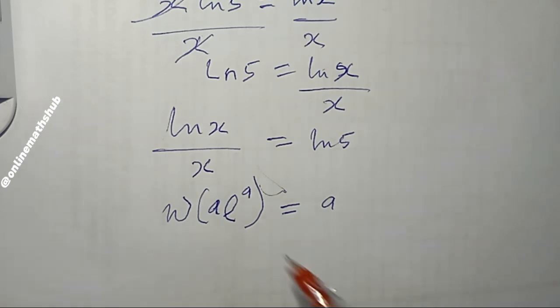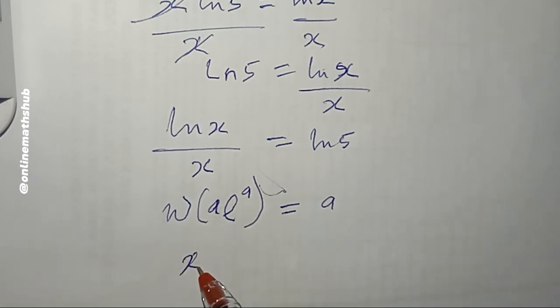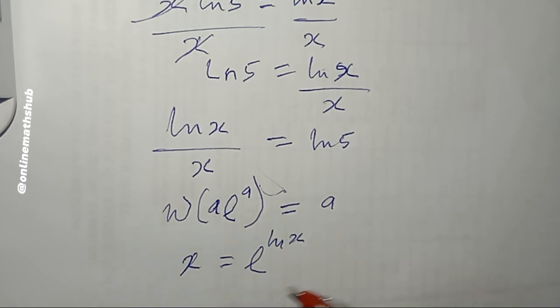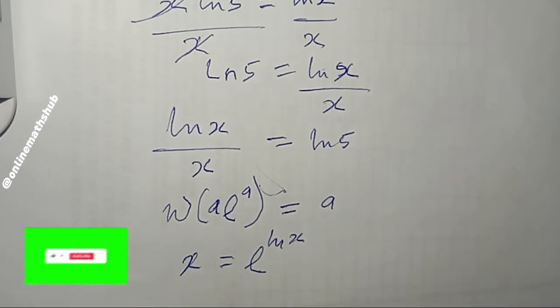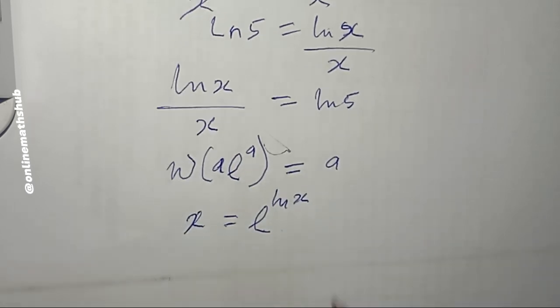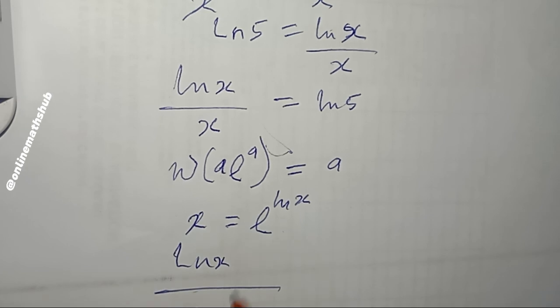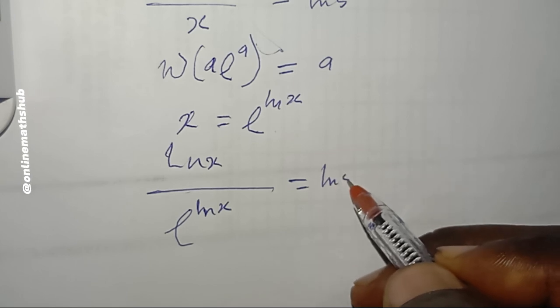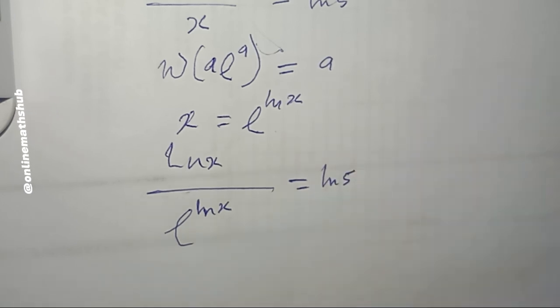The next thing I want to do is rewrite this x. I can write x as exponential natural log of x, so that exponential of natural log is 1, and then 1 times x will give you x. So I am going to use this to replace this x that I have here. If I do that, what I now have is natural log of x divided by exponential natural log of x, and it's equal to natural log of 5.